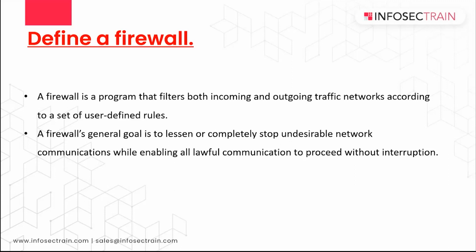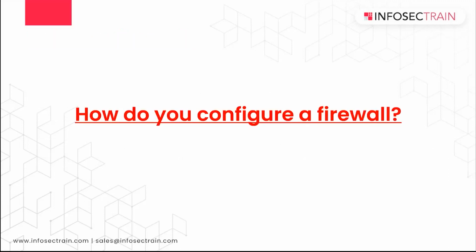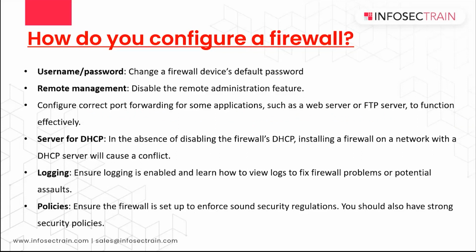Okay, now how are we going to configure this firewall? Now we know what a firewall is. Now how to configure this firewall? Okay, so first we enable the ID and password. We are going to change the firewall default ID and password. Okay, we are going to disable the remote administrative feature. No one can connect with it directly. Configure the correct port to be forwarded, on which particular port all the requests are to be received.